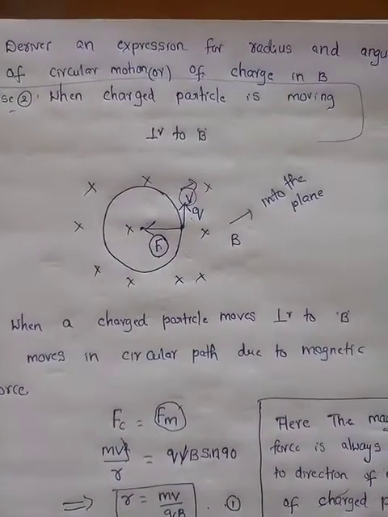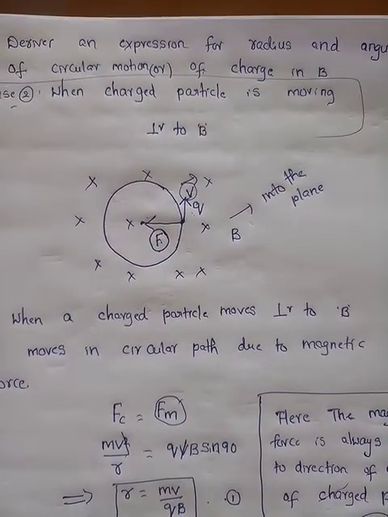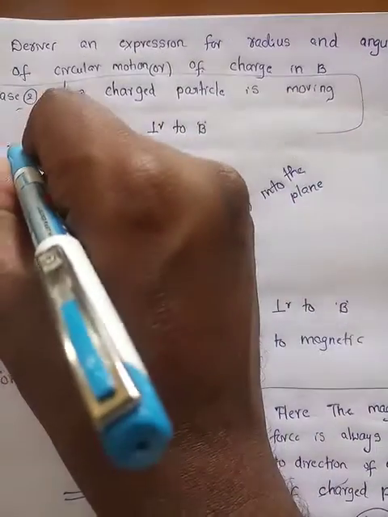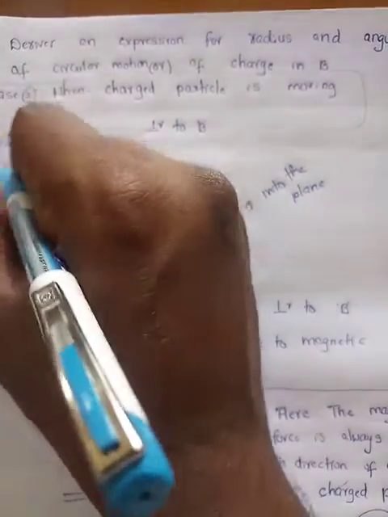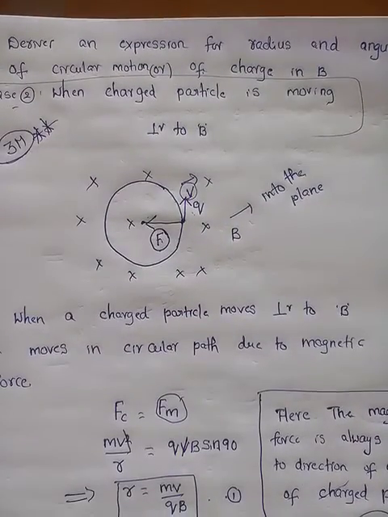This question will ask us to derive the expression for radius and angular frequency of circular motion of a charged particle, which is important for 3 marks. Okay, students. So the first point we learned: when theta is equal to 0, the particle moves along a straight line. When theta is equal to 90, the particle moves in a circular path.